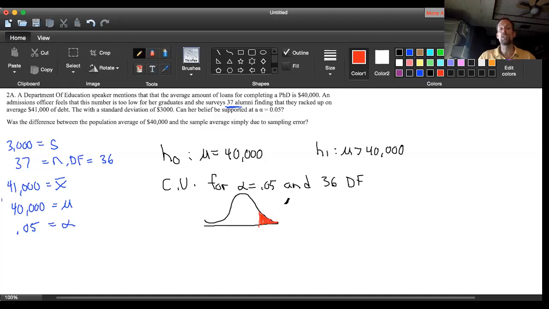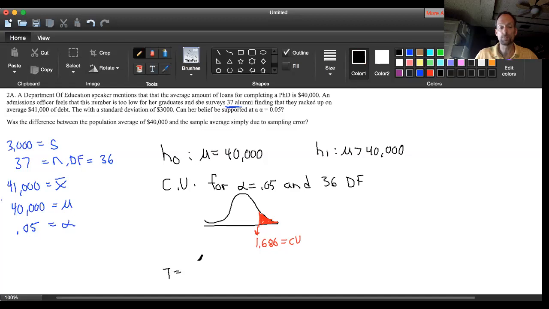So if we look at our t-charts, let's find out what our critical value is going to be. 1.686. Okay, so that's going to tell me that I can reject the null hypothesis if my sample average lands 1.686 or more standard deviations away from the population average. I'm going to do my t formula right now.